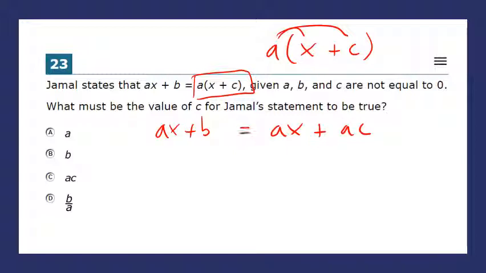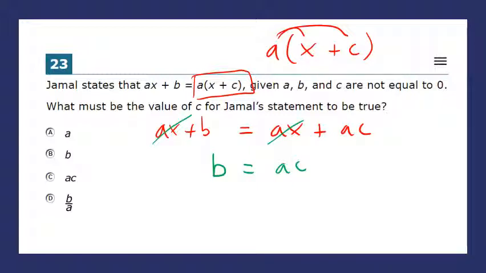Now these two things need to be equal to each other. So now we just need to start comparing both sides. So ax and ax are both equal to each other. So those two things check out. Now in order for this statement to be true and this equation to be balanced, what I need to see is that b is equal to ac.